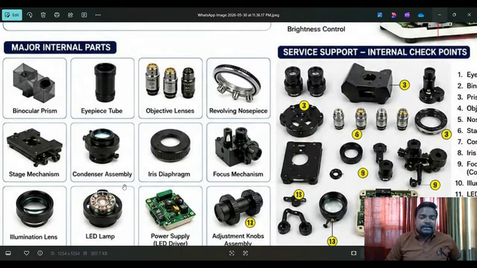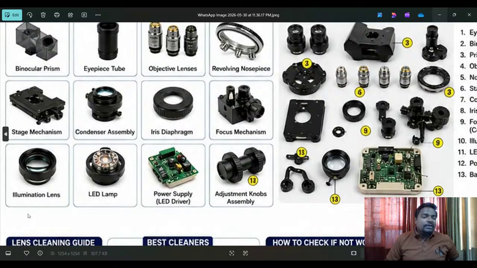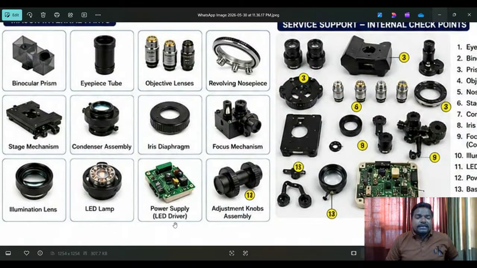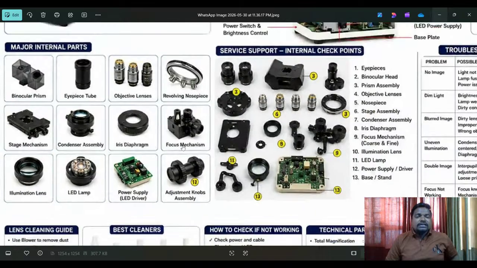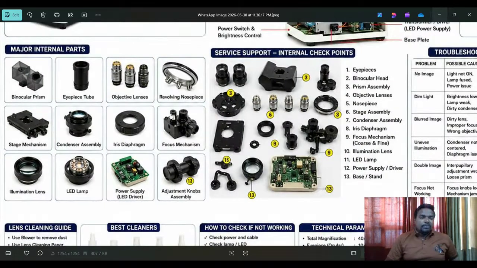And the condenser assembly, iris diaphragm, and focus mechanism. Next, see here: the illumination lens and LED lamp, power supply, LED driver, and adjust knobs. In these, problems mostly do not come, because if you do proper maintenance, power supply checks, and proper preventive maintenance, then all these problems will reduce and you can perform very efficiently.